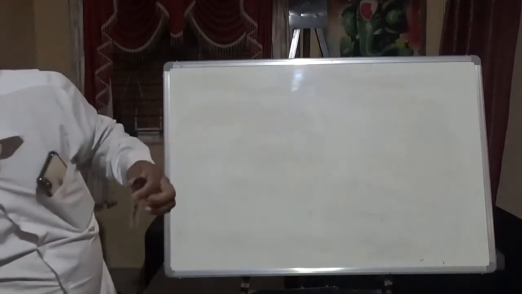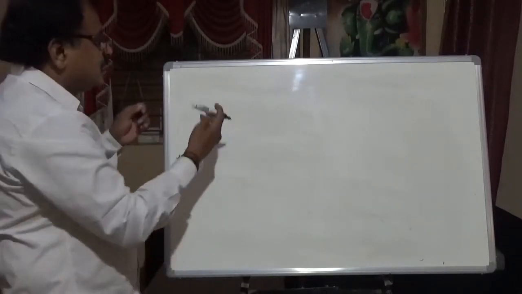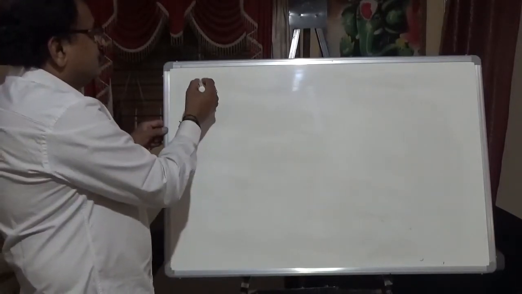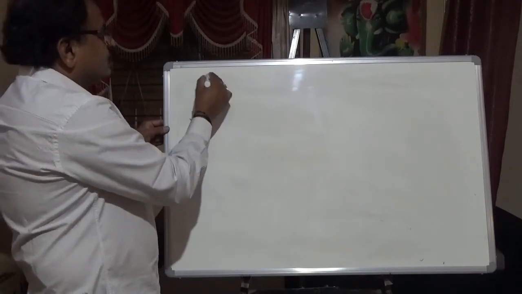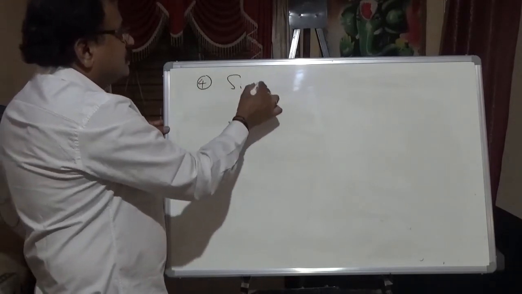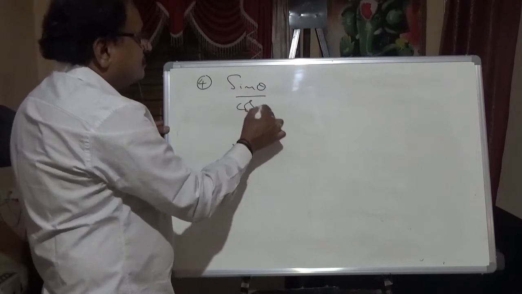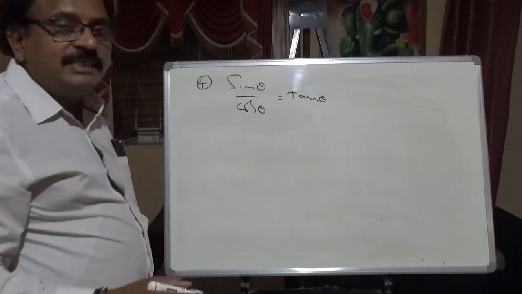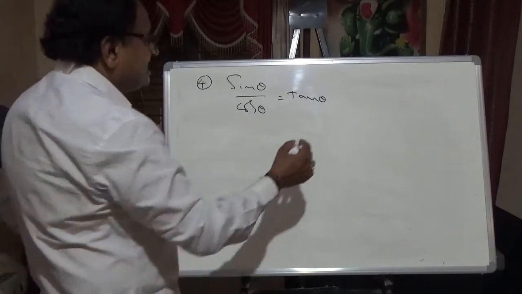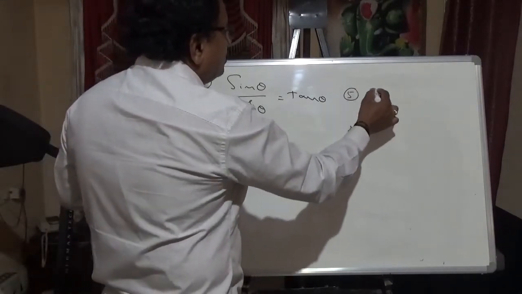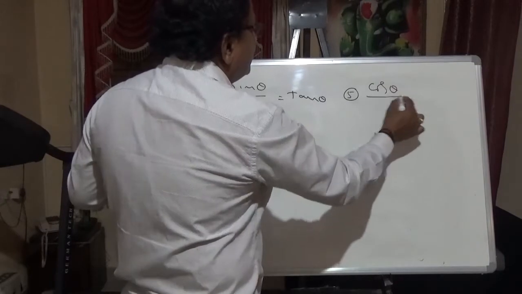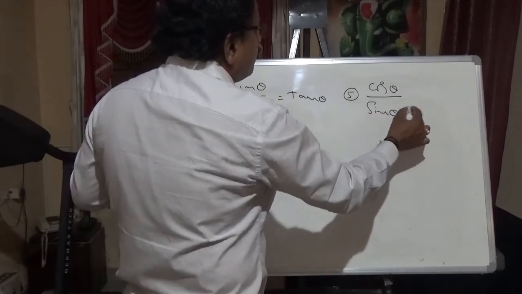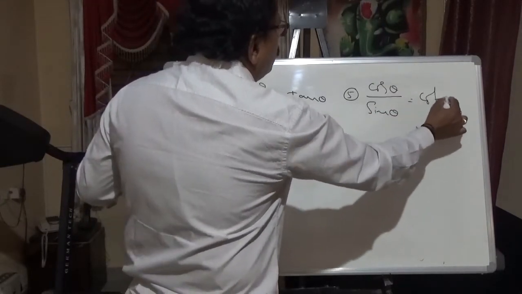Here, next continuation. Sin theta by cos theta is tan theta. Please remember, sin theta by cos theta is tan theta. Cos theta by sin theta is cot theta.